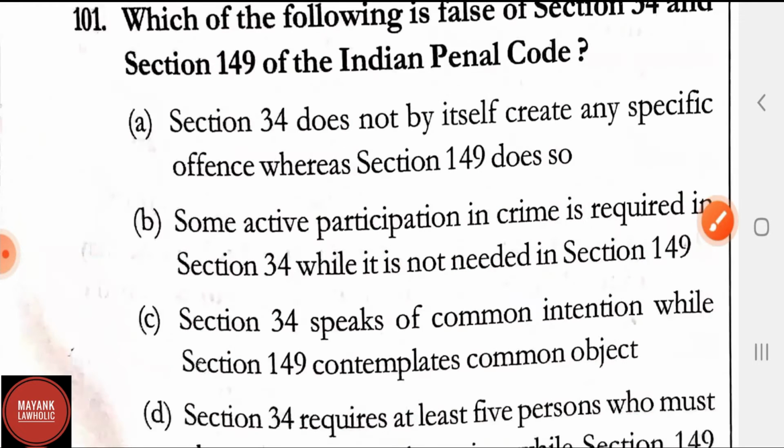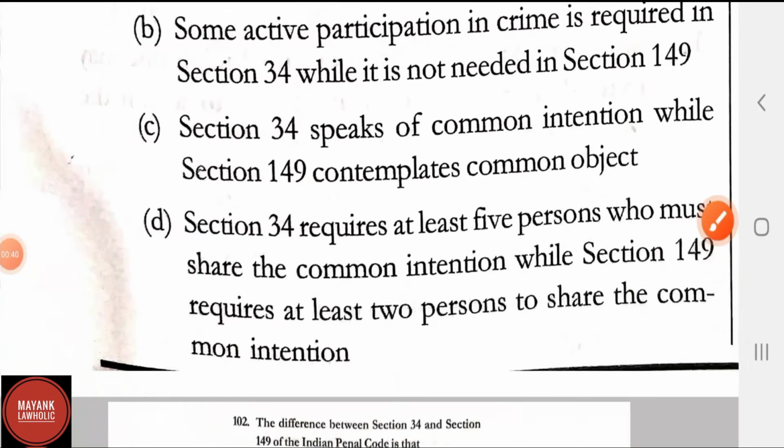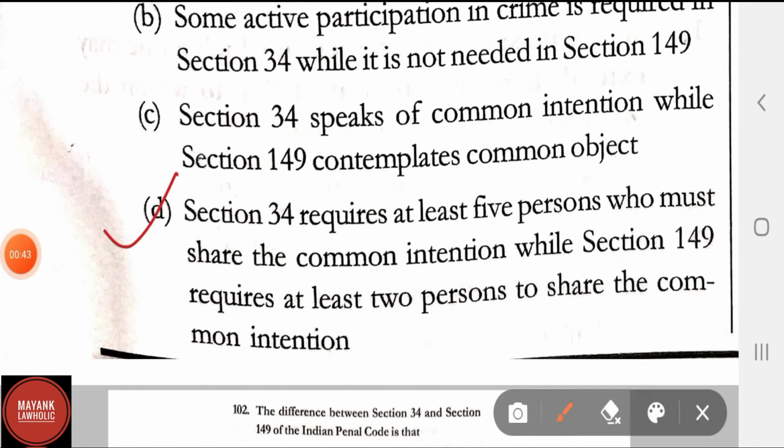In this question, it has been asked which of the following is false of section 34 and 149. So the statement D is false, therefore the correct answer.